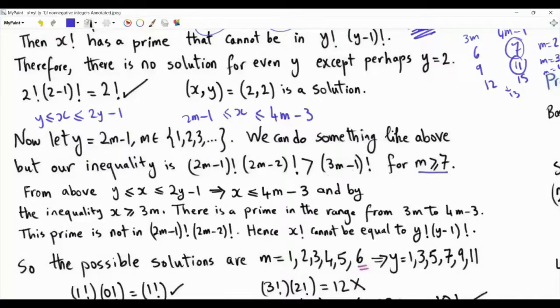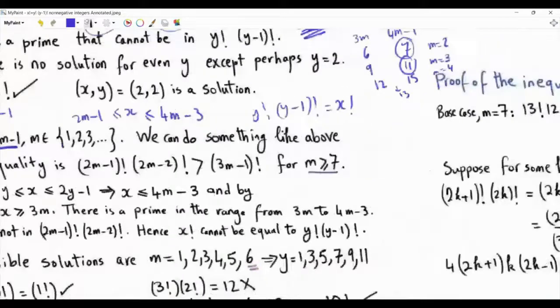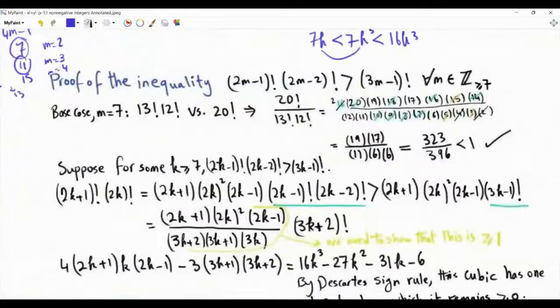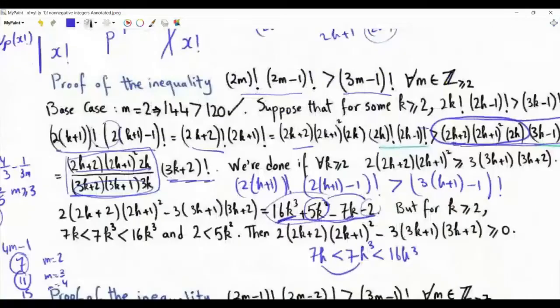If x is 3m minus 1 or less, we cannot have a solution to this equation. Why? Because in this case, the right-hand side will have a maximum value of (3m minus 1) factorial, which can be shown to be always less than y factorial times (y minus 1) factorial when y is 2m minus 1. This is true for every positive integer m that is greater than or equal to 7. How can we show something like this? Again, we can show this by induction. There is no need to repeat the steps. It is the same essence as what we did for the previous inequality.